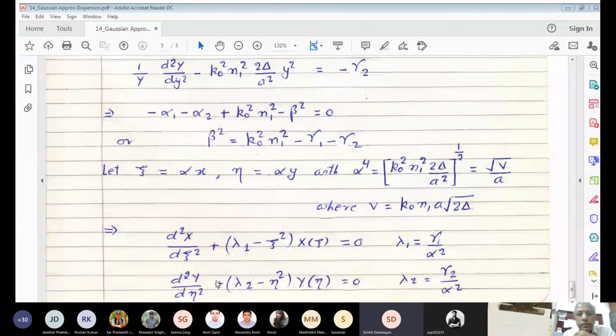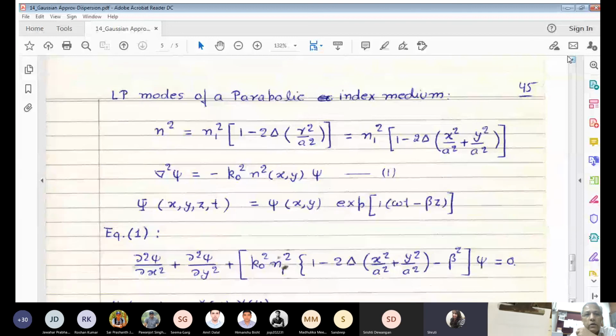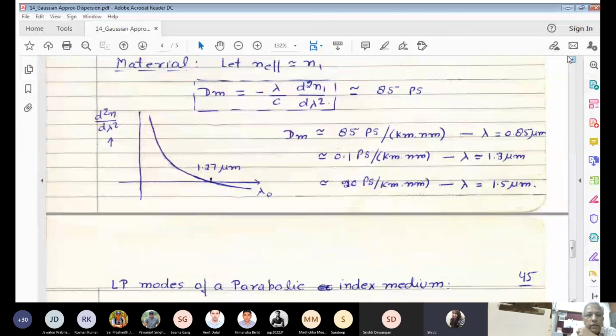Any other question? Sir, in slide 44, I just wanted to see the graph. Are you seeing these slides? Yes, sir. So when this lambda is greater than 1.27, then mathematically, if we see, dm will become negative. No, I think dm would become positive. When d square n by d lambda square is negative, then dm would be positive. Yes, sir. And what does it mean physically?